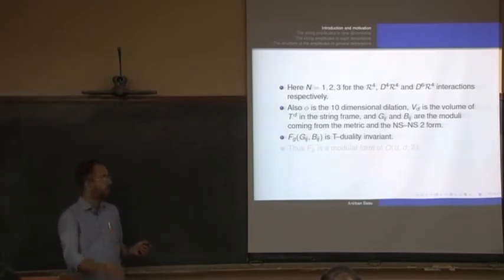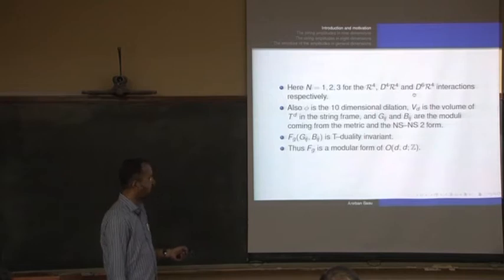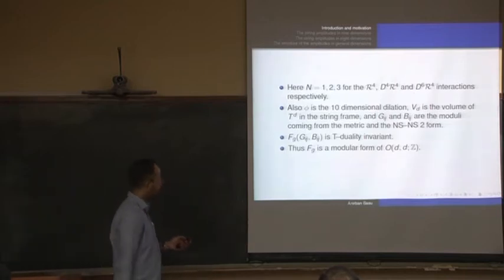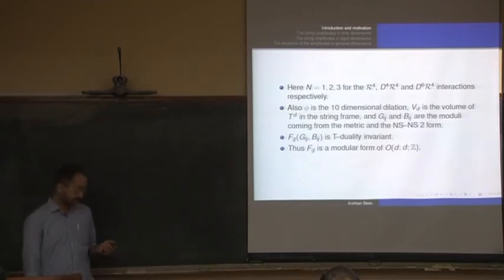When you make a weak coupling expansion, term by term in string perturbation theory, the coefficients are T-duality invariant. And this is what's called a modular form of O(d,d,Z). This is the T-duality, a discrete group, which is broken due to string invariance. So the main question is, can we fix this? That's for this class of introduction.